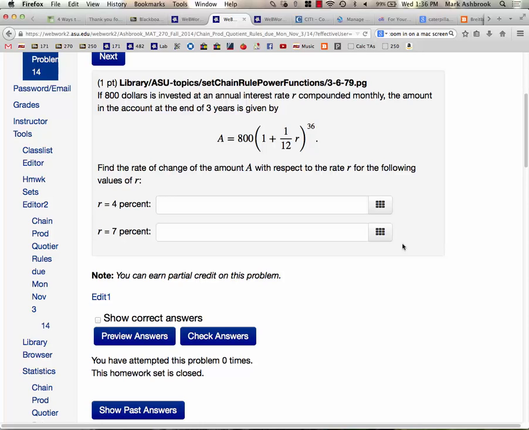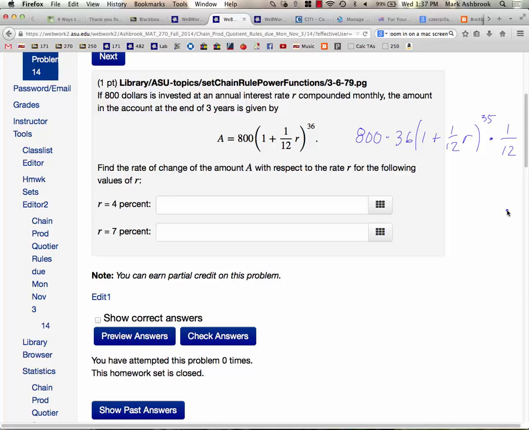I'm guessing that's because hopefully by now this is pretty straightforward. What would it be? It would be 800, let's just do it anyway. 800, so the rate of change would be 800 times 36 times 1 plus 1/12 to the 35th by the chain rule. And now for part A, you're going to plug in 0.04. You need the decimal version of the percent.